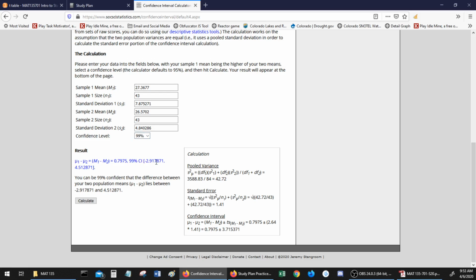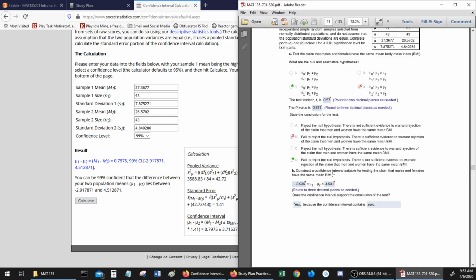So negative 2.917 to 4.51. That should be these two numbers, and you see that it's still not right. So I don't know what to do now because I cannot figure out how to generate these two numbers. I'm hoping that if you put in this number and this number, it would give you the correct answer because this calculator just did the correct answer, but I can't have any guarantees. So I'm going to share this website with you. Feel free to build the confidence interval using this website.